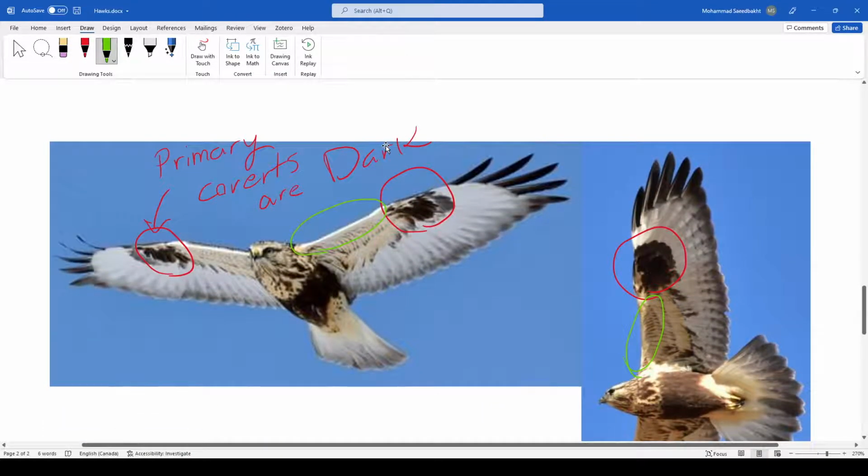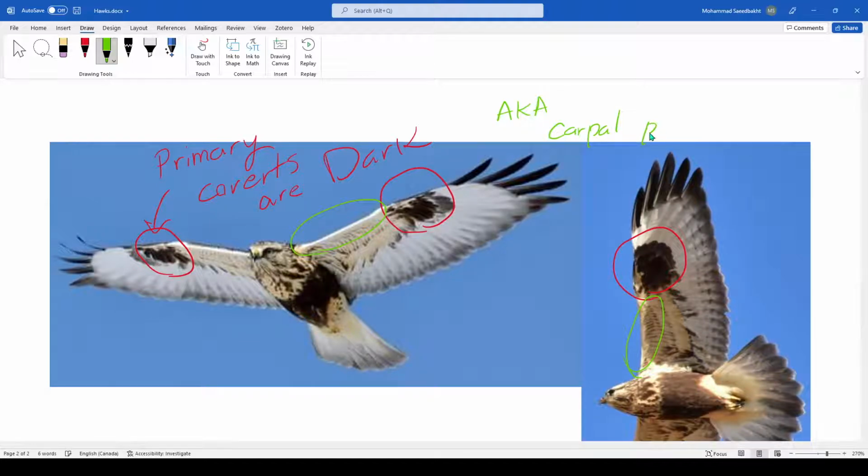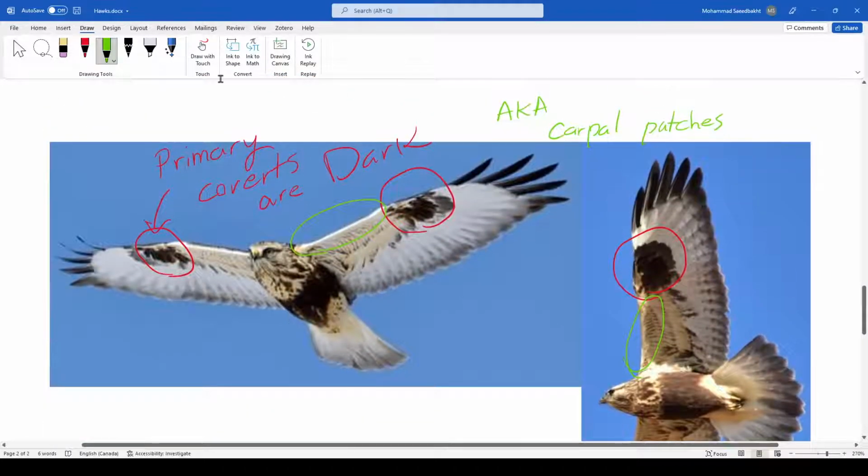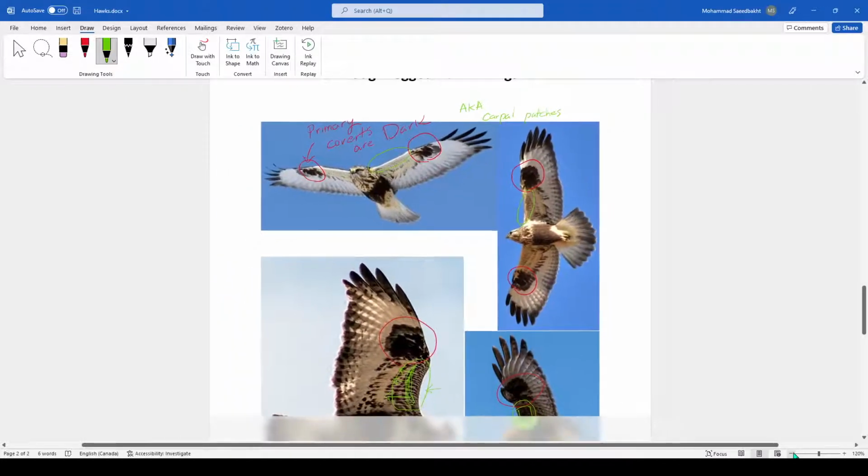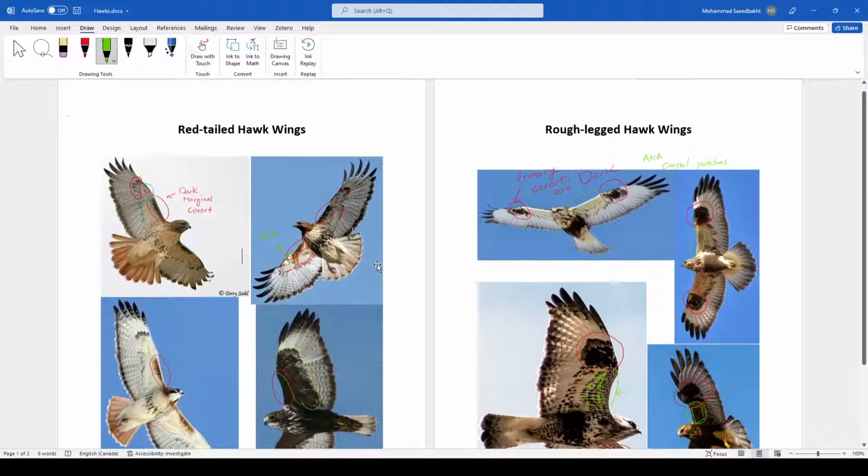But all you have to say is that the red-tailed hawk has darker marginal coverts and the rest of the covert is light. The rough-legged hawk has darker primary coverts, or darker carpal patches, or darker wrists. Those are the main things you have to mention. And if you want to mention more than those two darker areas of the wing, you can do so. But I think if you just mention the main ones, you're going to get the mark.